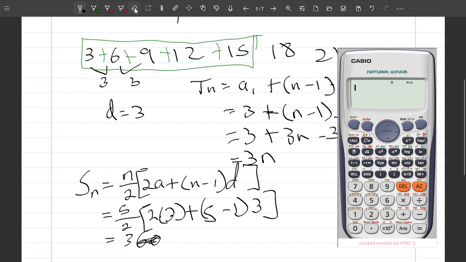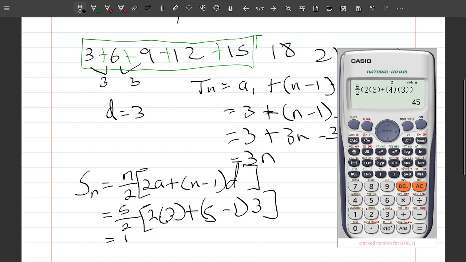Where's my eraser? Yes, there we go. So we should be getting a value here, which we're about to calculate. If we add these up, this would be 5 over 2 based on the formula, multiplied by 2 times 3 plus, and 5 minus 1 is 4, multiplied by 3, and then I'll close that off, and then we get 45, which is what I just did now.